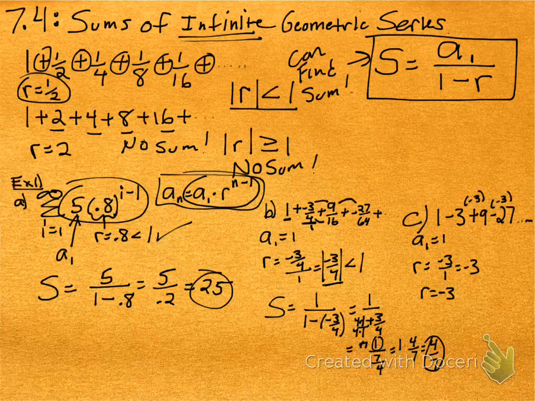Now the problem here is the absolute value of negative 3 is bigger than or equal to 1. It's 3, right? 3 is bigger than or equal to 1, so we cannot use the formula S equals a sub 1 over 1 minus r. That only works if the absolute value is less than 1, so we can't use this. There is no sum for this one.